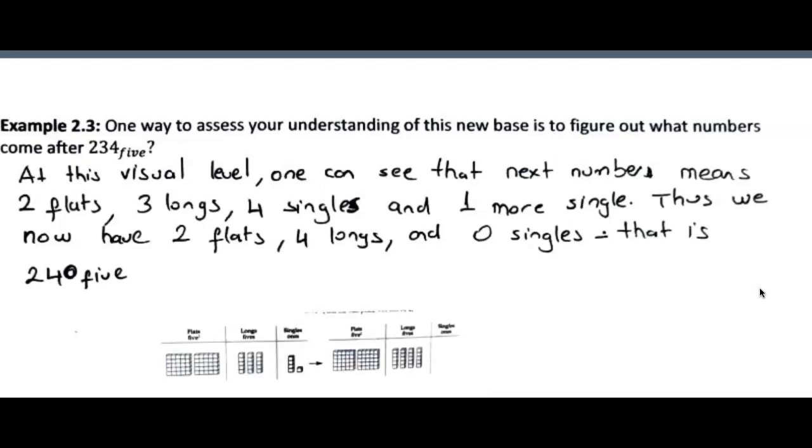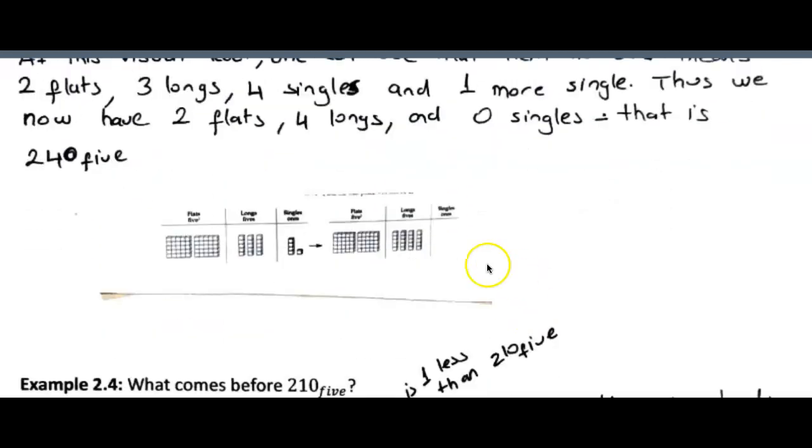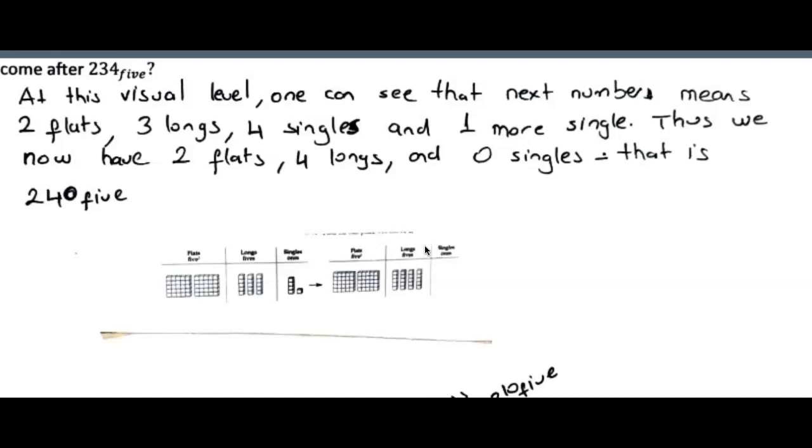One way to assess your understanding of this new base is to figure out what number comes after 2, 4, 5 again. 2, 3, 4, I'm so sorry. 2, 3, 4 base 5. When we visualize this, good luck seeing this visualization. But those files are in our modules, so you can always make it bigger and then see it.